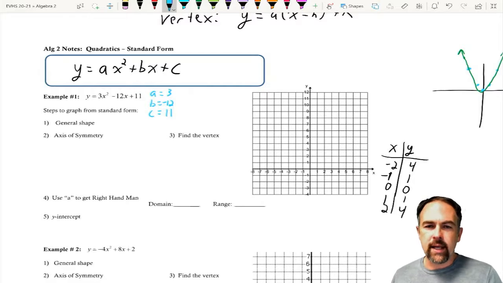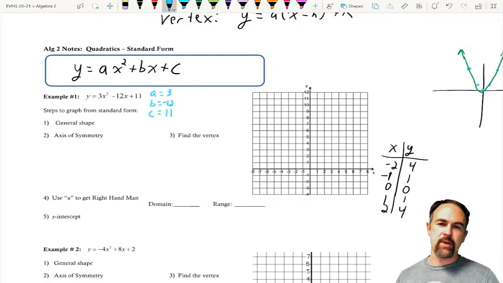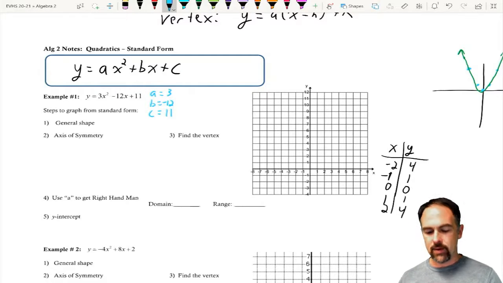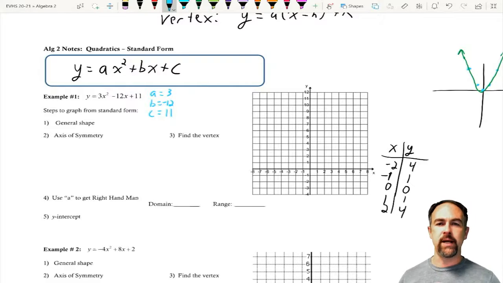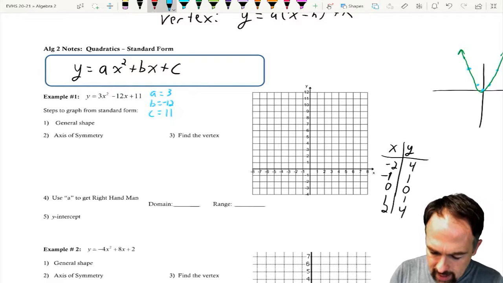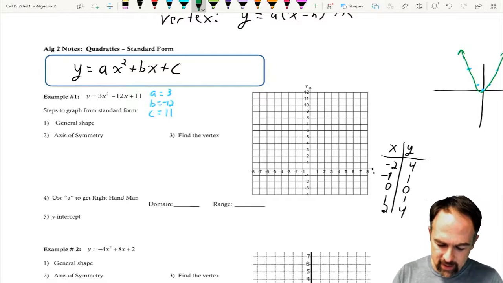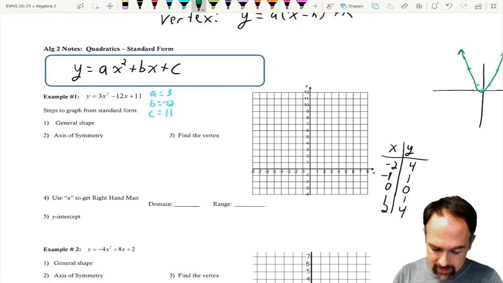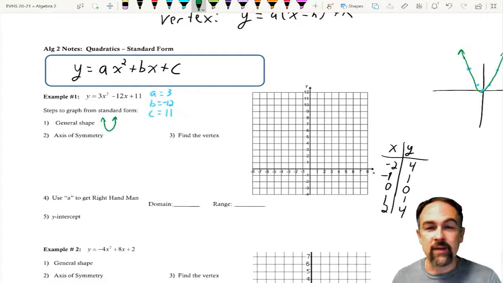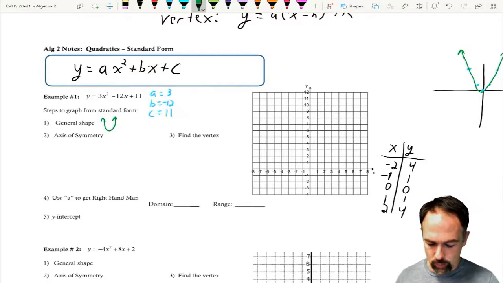The first thing we want to look at is what general shape our parabola is going to have. When I say general shape, I mean, is it going to be opening up or opening down? In particular, you are looking at your a value. If the a value is positive, like this one is, then the parabola will be opening up. If a was negative, it would be opening down.